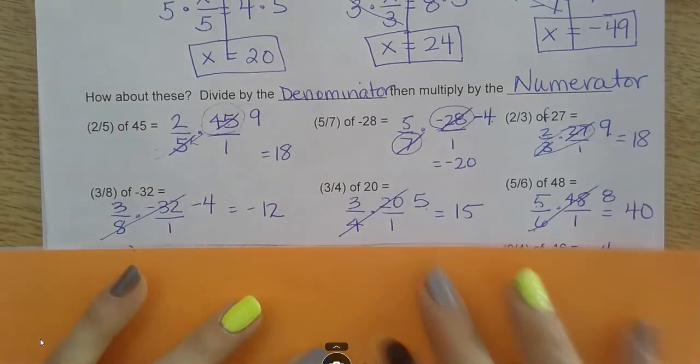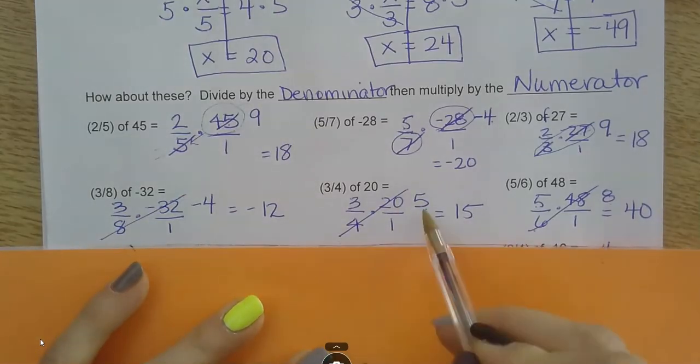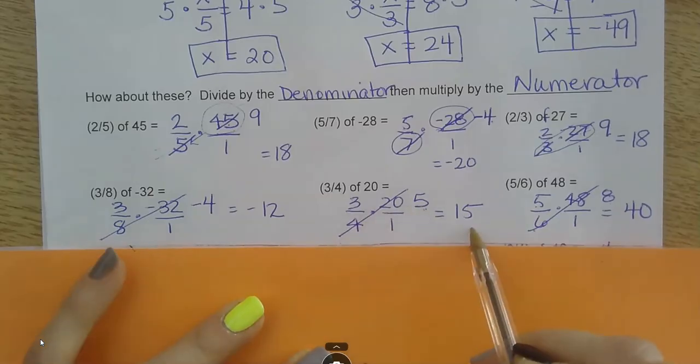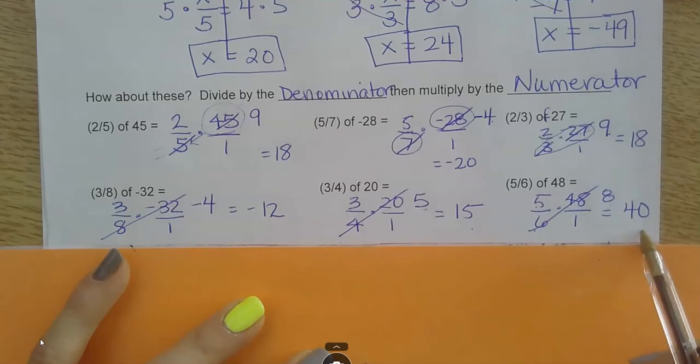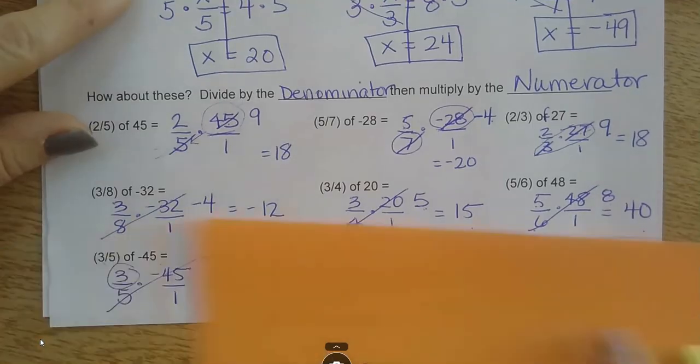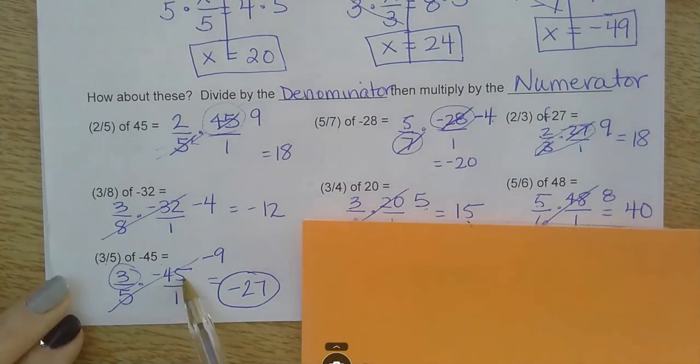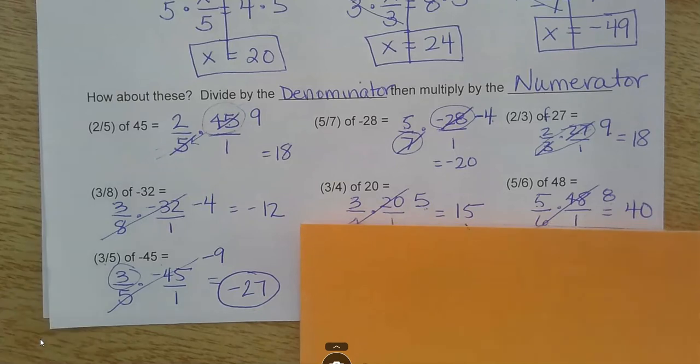Okay, here's the next 2. If you did these, I reduced and got 5. 3 times 5 is 15. I reduced here and got 8. 5 times 8 is 40. I reduced here, careful, now I actually have a negative 9. 3 times negative 9 is negative 27.